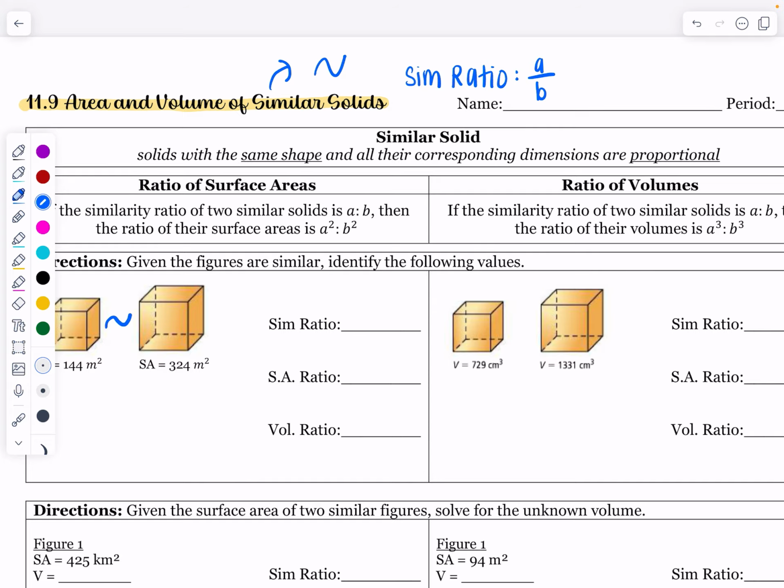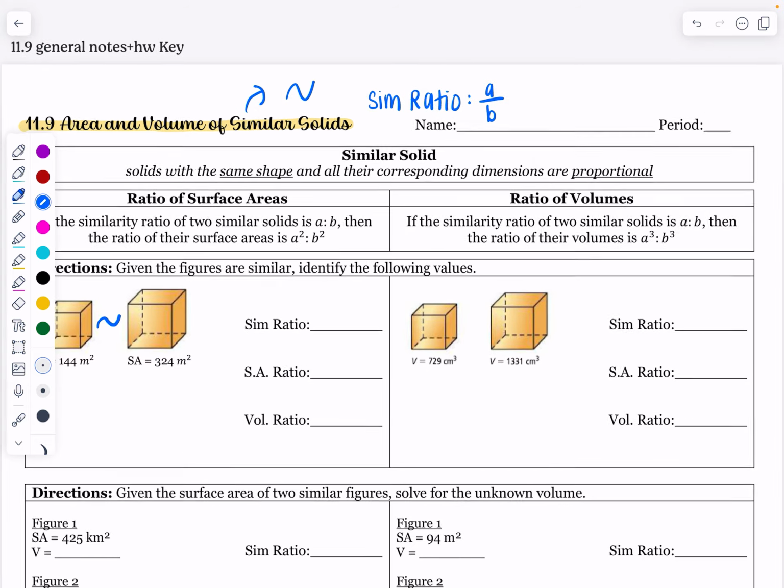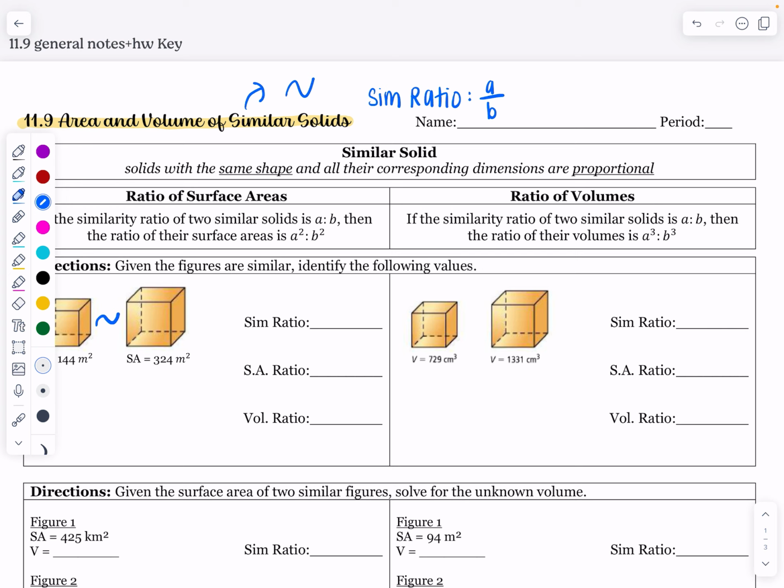So what is the ratio of the surface areas? Well, if the similarity ratio of two similar solids is A over B, then the ratio of their surface areas is going to be A squared over B squared. So if you wanted to write that as a fraction, you could. That's going to be A squared over B squared for surface area. Easy to remember because area is always units squared.